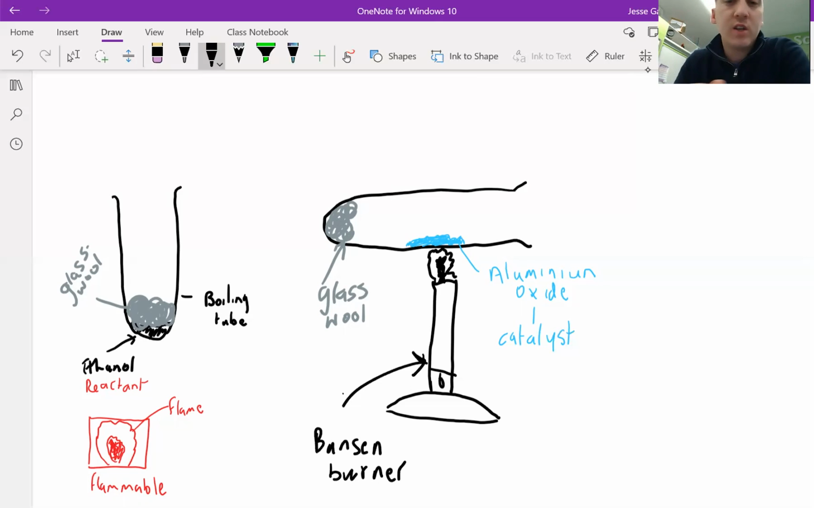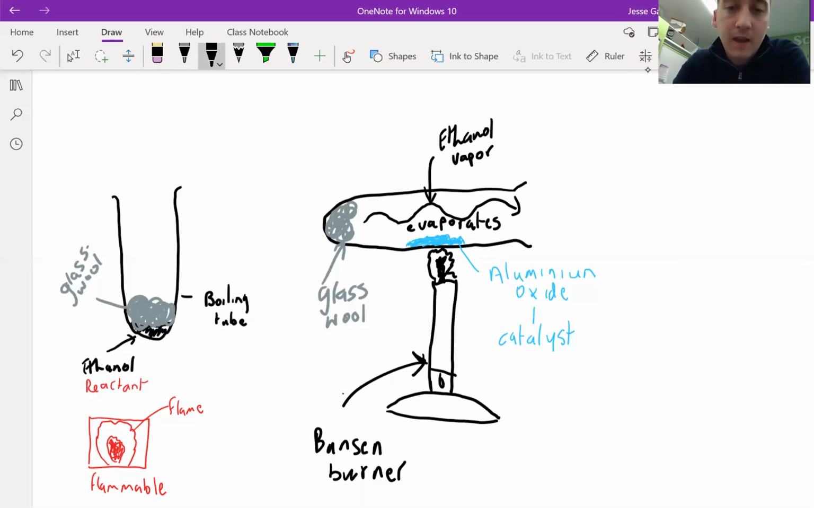Now we heat the aluminium oxide instead of the glass wool, because the glass wool would basically evaporate much too quickly if we heat it directly. And these vapors and this liquid are flammable, so we don't really want to apply direct heat. So what's going to happen is that the ethanol is going to evaporate and pass over the catalyst. This is ethanol vapor, or ethanol gas.